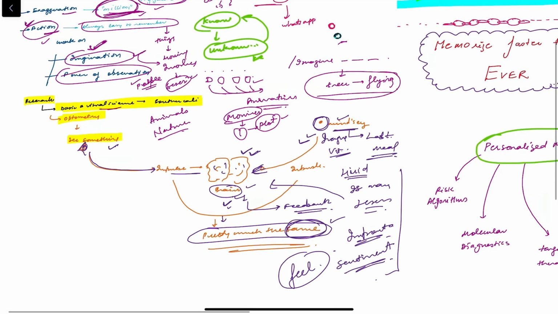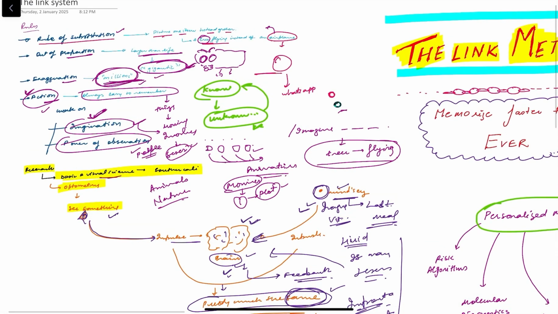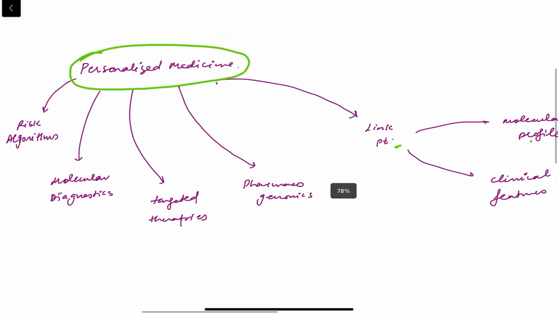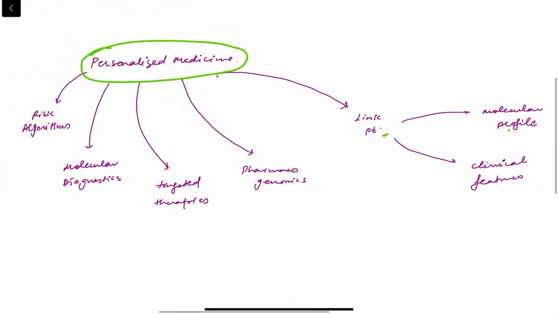Okay, let's take an example. So we saw all the rules of substitution. Now, for example, in periodontology or in basically medicine, there's a concept of personalized medicine. Now if I have to memorize all these parts, or basically what is personalized medicine, how will I do that?